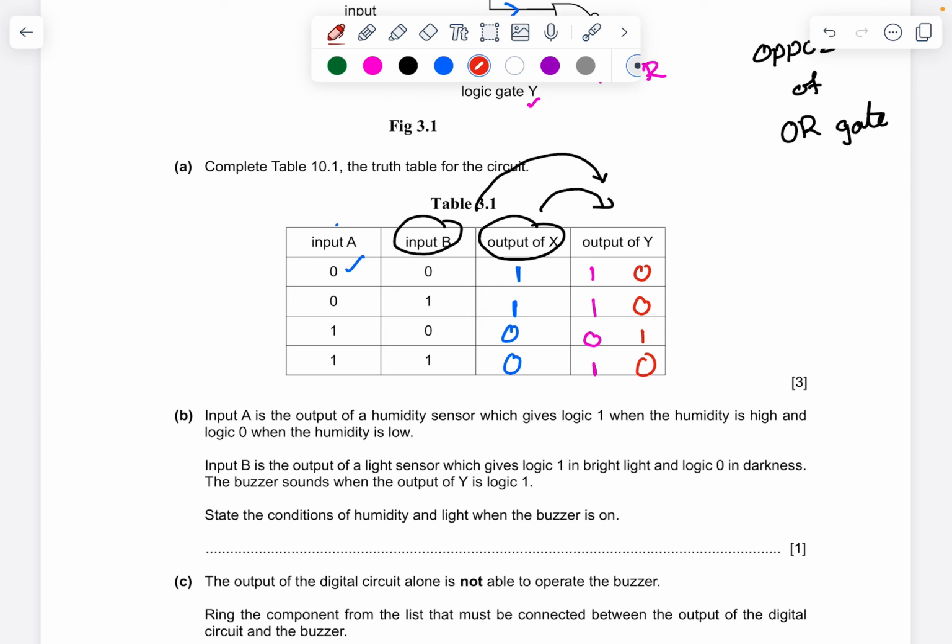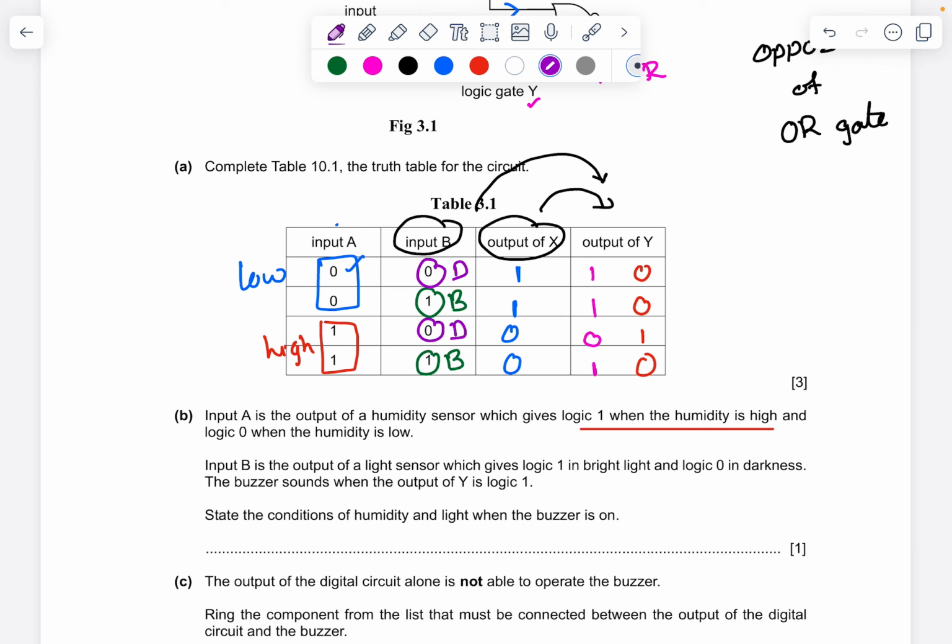Now input A is the output of the humidity sensor, which gives logic 1 when the humidity is high. So 1 means these two are high. And logic 0 when humidity is low, so these two are low. Input B is the output of a light sensor, which gives logic 1 in case of bright, so this is bright and this is bright. And 0 when it is dark, so this is dark and this is dark.